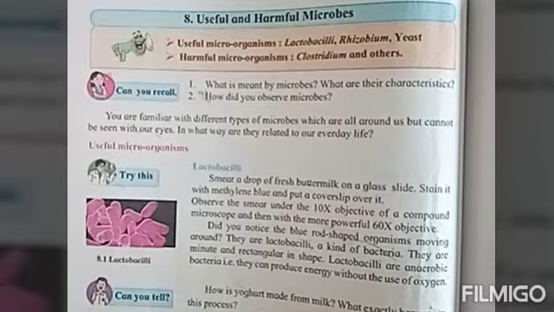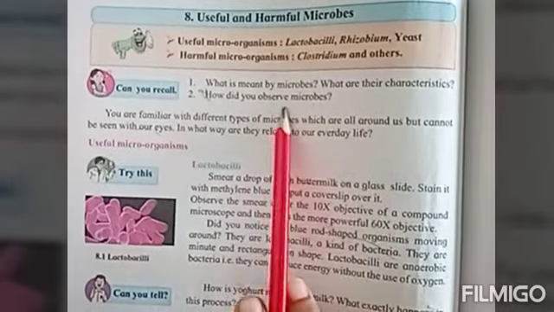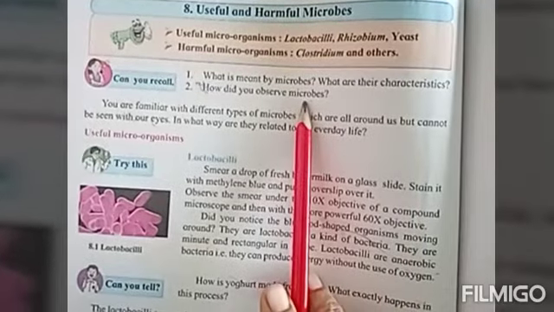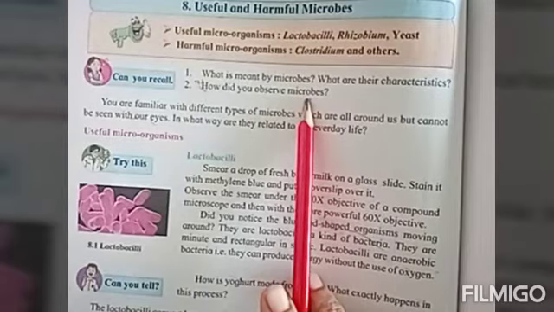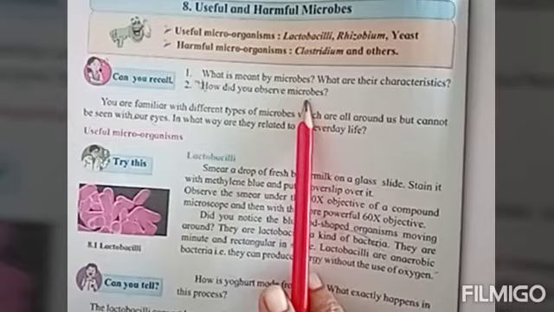Again, the next question is, how do you observe the microbes? How do you observe the microbes? We can observe the microbes or microorganisms under a microscope. Now what is a microscope? A microscope is an instrument that is used to enlarge the image of an object.